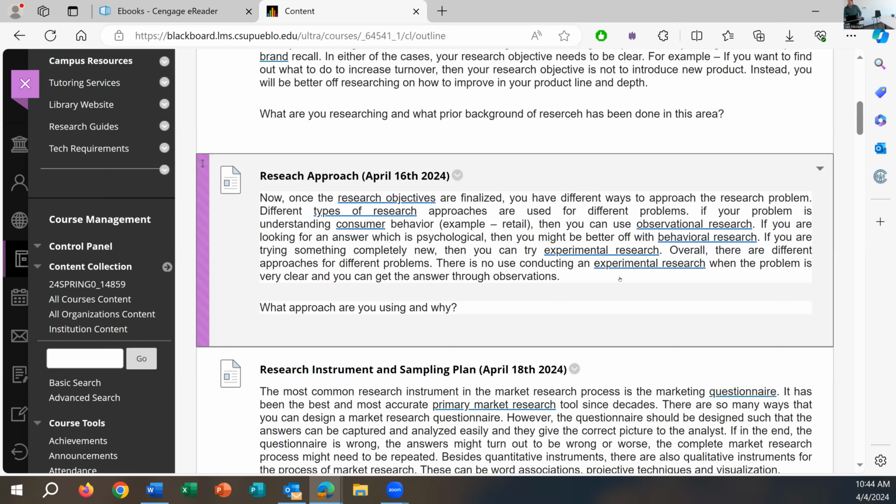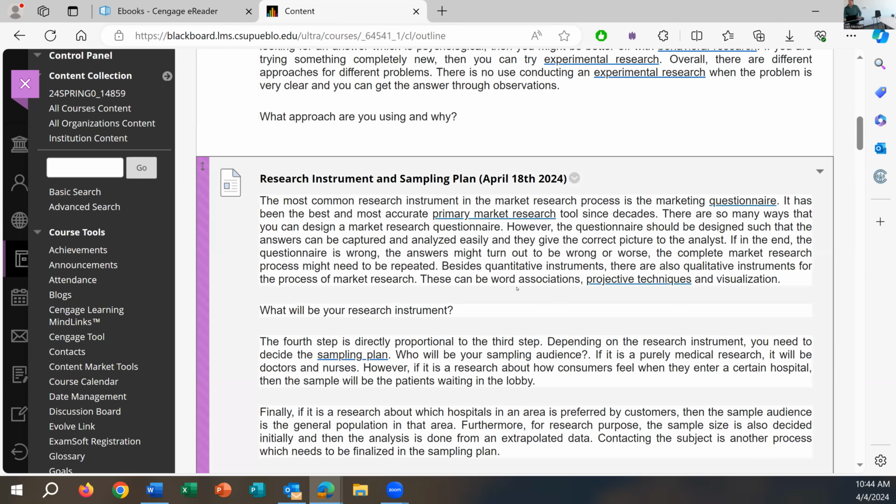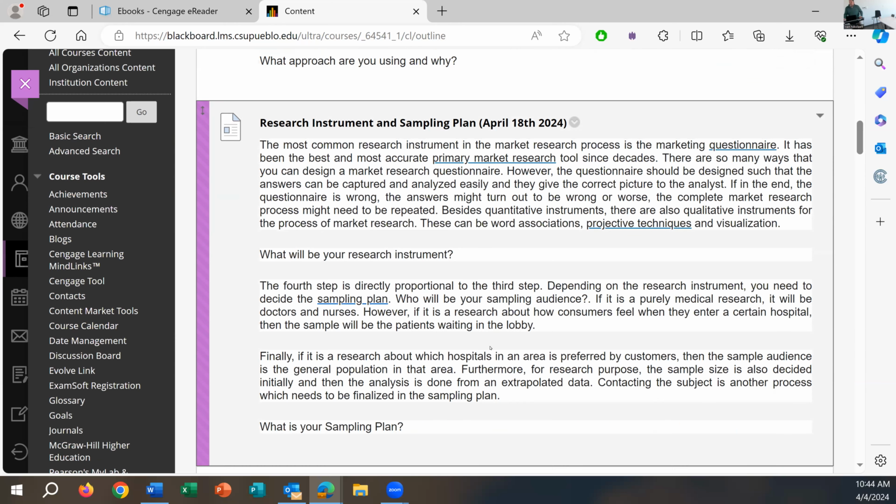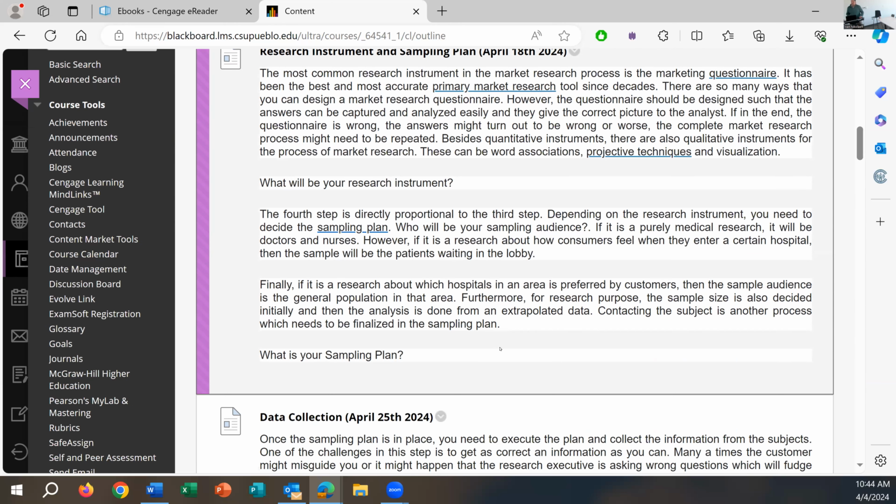And then on the 18th, this will be your instrument and sampling plan. So are you using a questionnaire? Or what is it that you're using? Are you using prior research and then pulling the whole thing together from prior research? And what does your sampling plan look like? So this gives some breakdown, but again, you can go back to that Avery Fitness plan and use that as an example of what you might be putting together in these circumstances.